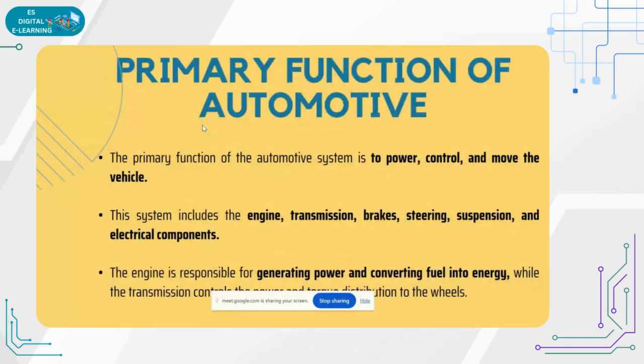So primarily, what is the function of the automotive? Here we say the power. Power is what we get from the engine, and control. Control is like the braking system or acceleration. All this will be part of control and moving the vehicle. Because of moving the vehicle, we require the power. So the main components of the system are the engine, transmission, braking, steering, and suspension. These are all the essential components, and they will be controlled by the microcontroller system where they will be activated.